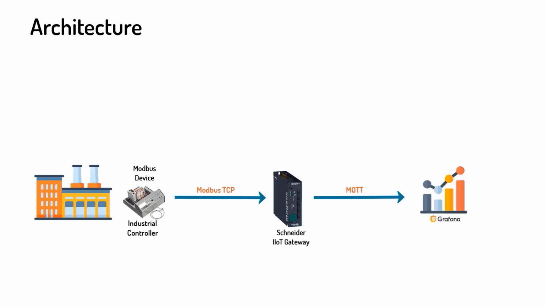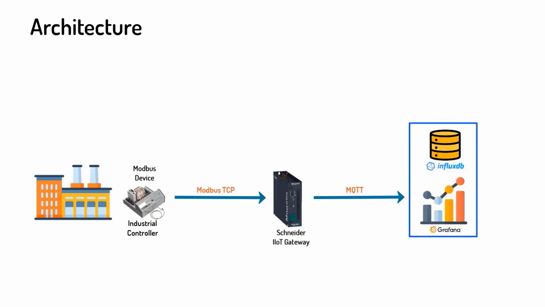And then before we visualize the data, we'll need to store it on a time series database. And for that, we're going to use InfluxDB. Now, both our time series database and visualization platform need to be hosted somewhere. It could be on the cloud or on-premise. However, in this demo, we're going to use a Raspberry Pi as our server for hosting InfluxDB and Grafana Visualisation platform.